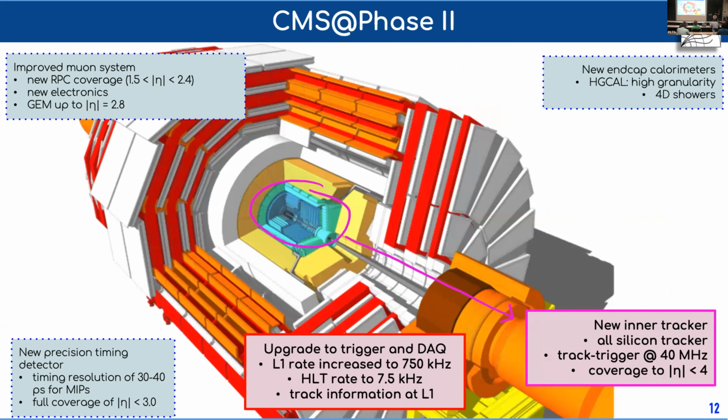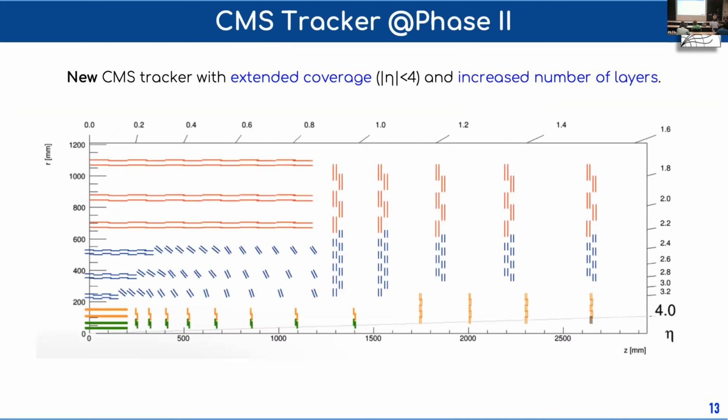And regarding Phase 2, I'm showing here some of the expected upgrades. These are not all of them, but are the most important ones. For us, as you saw yesterday, there will be an upgraded L1 trigger. That means that we can also reconstruct tracks in some way at L1, at least in the outer tracker. And the new tracker in general is an all-silicon tracker, and has a coverage up to eta 4. This is not so different from the one that CMS developed for TrackML. It's a bit smaller, but the concept is the same.